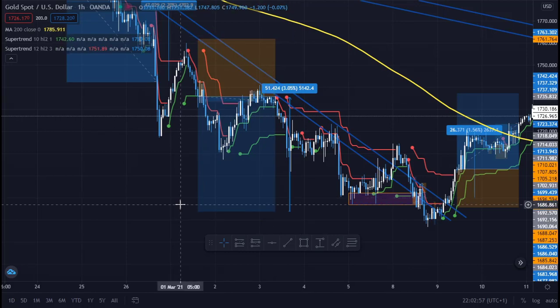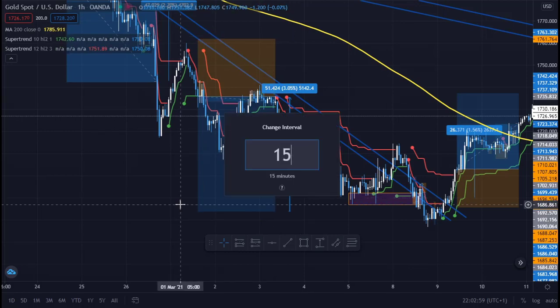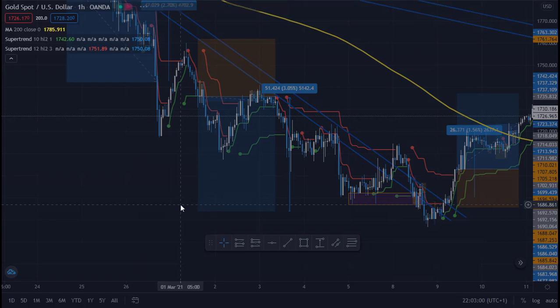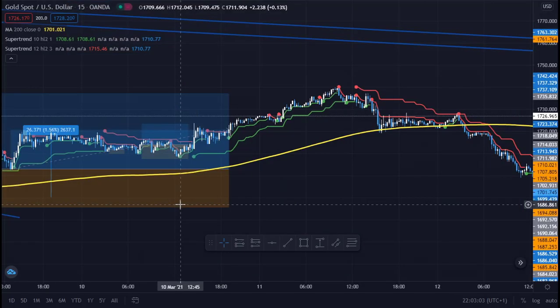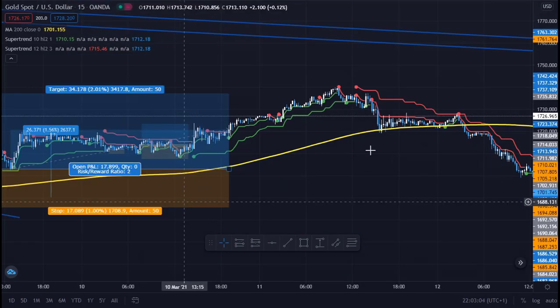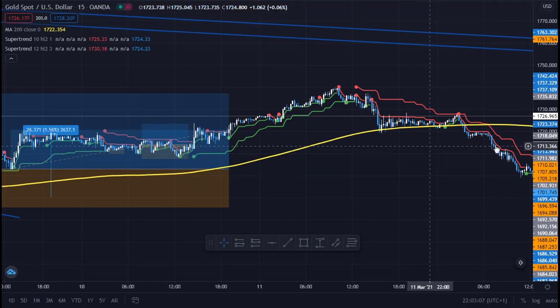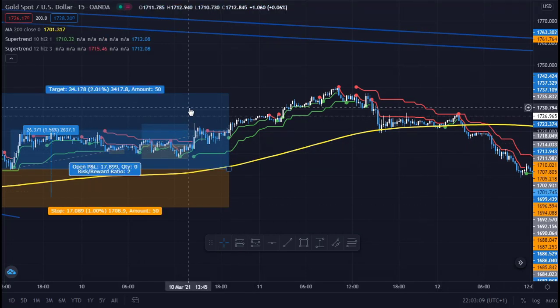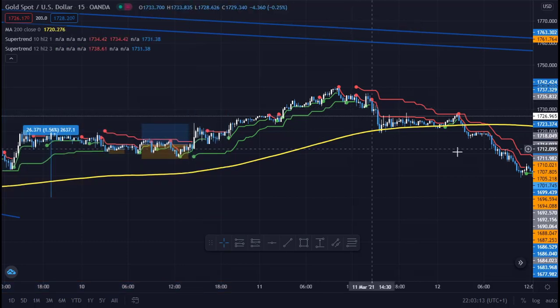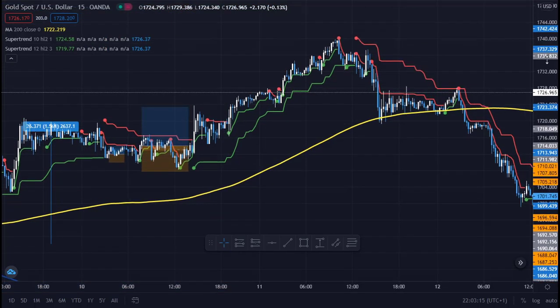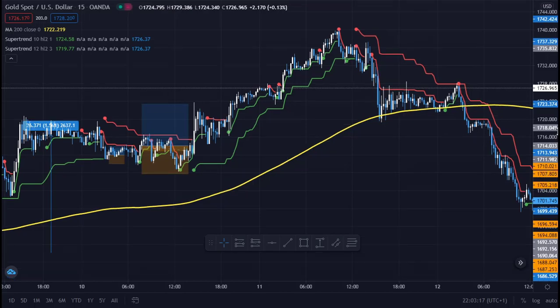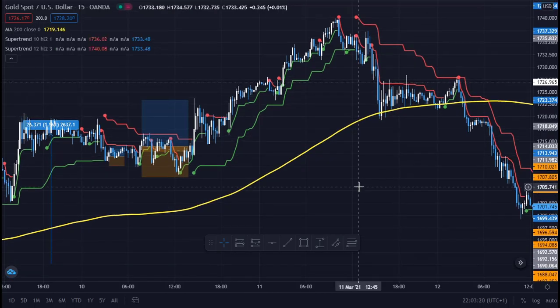So let's go to the 15 minutes and let me show you more on that time frame. Okay, so I'll show you the buy and the sell on this time frame so that you see it for yourself. Let's get rid of this box so that you can see things clearly. Okay, now we have that box out of the way. I'll just make this a little bit bigger so that we can see it clearly.